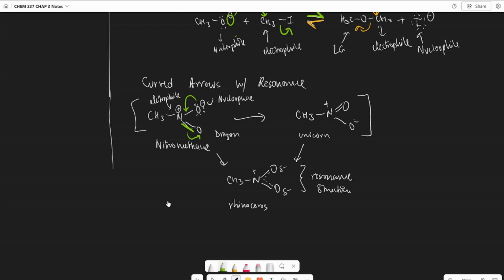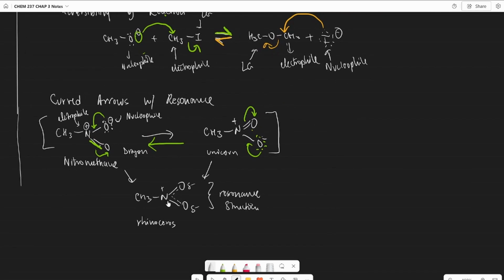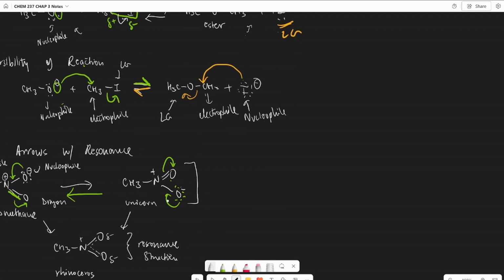Same thing can happen on this side. You have this highly electronegative atom donate electrons, pick up electrons, and then you can go back this way. You can switch between the rhinoceros and dragon form, but we know the true form is the resonance structure. So yeah, that's pretty much arrow movement, your curved arrow structure with resonance. I will do a couple more examples because I feel like those are important.